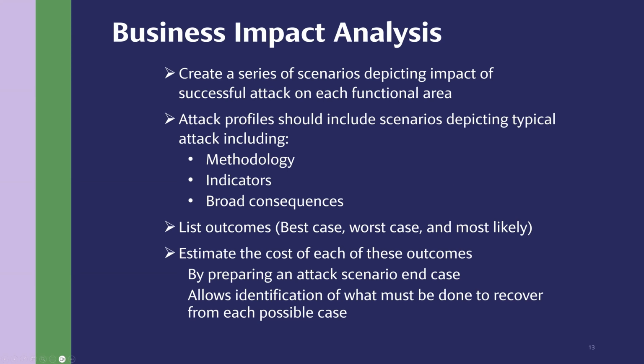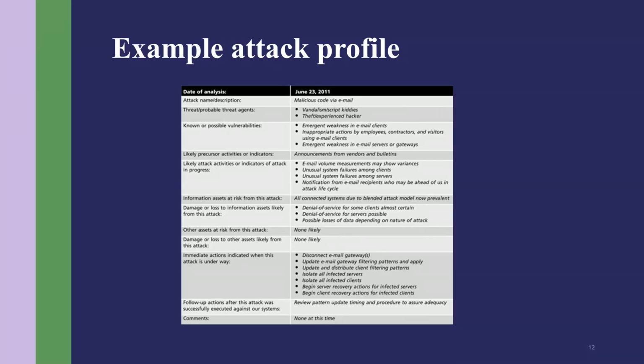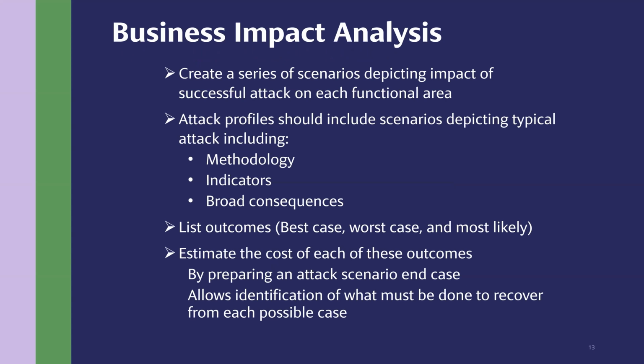Okay, so the next thing is we create a series of scenarios depicting impact of successful attack on each functional area. For example, in this example, the functional area was malicious code via email, and it is going to attack the email of the personnel who are going to be involved in the organization. So you need to create a series of scenarios depicting impact of successful attack on each functional area.